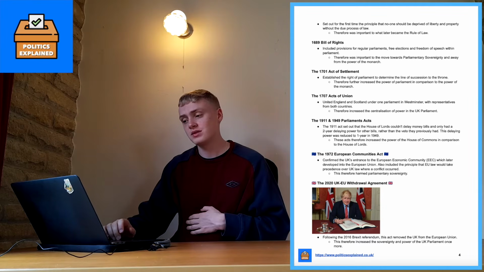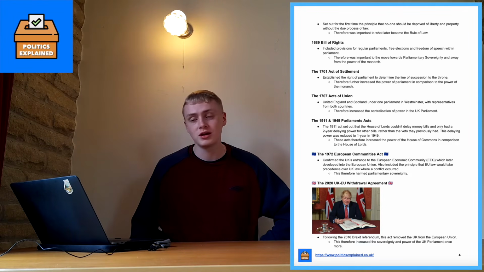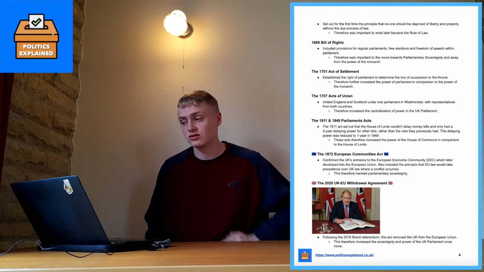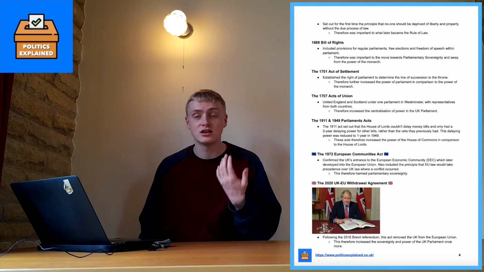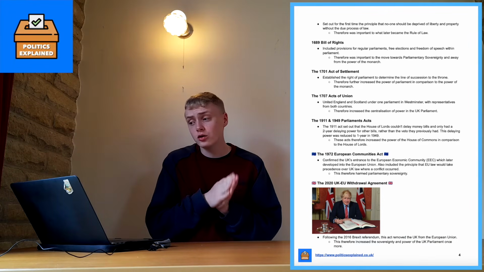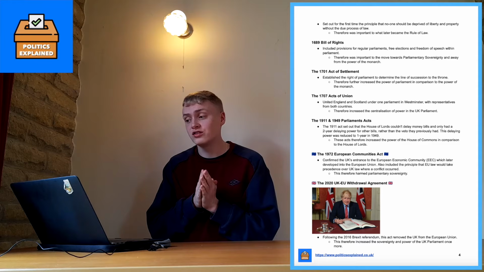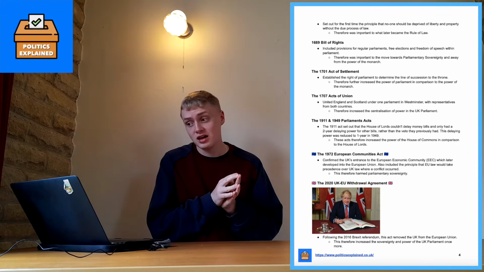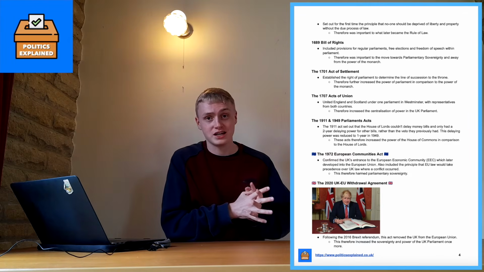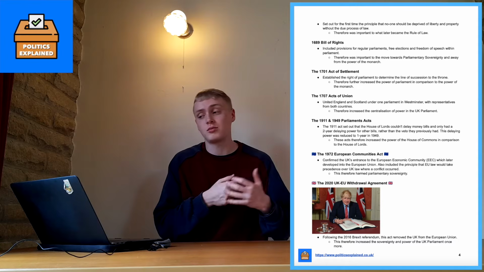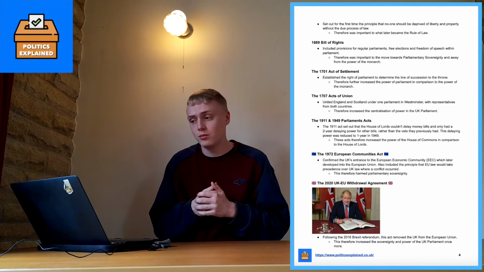The next key document is the 1972 European Communities Act. This was the key act that confirmed the UK's entrance to the European Economic Community, which later morphed into the European Union. And crucially, it included the principle that EU law would take precedence over UK law where a conflict occurred. So this was important in harming parliamentary sovereignty, as there was a body that could strike down laws passed by Parliament in relation to EU law.